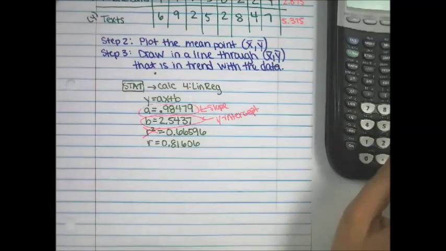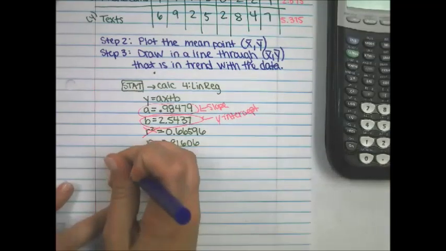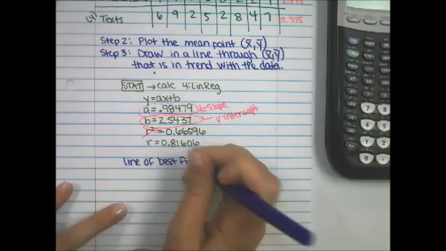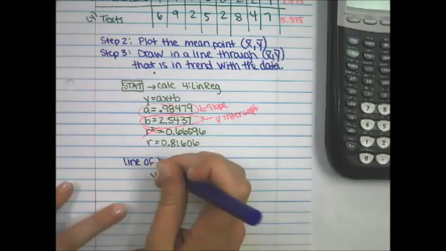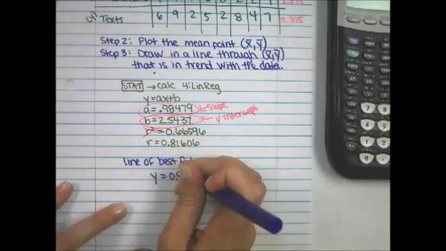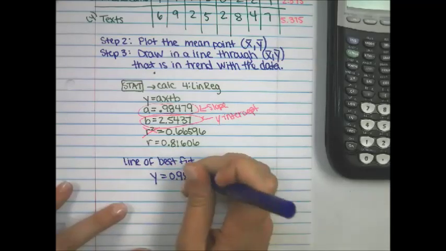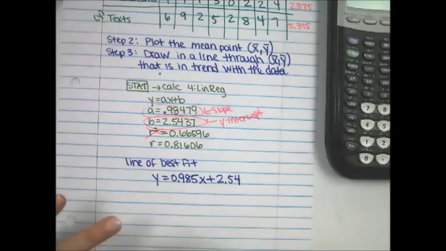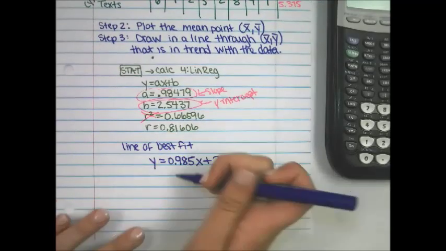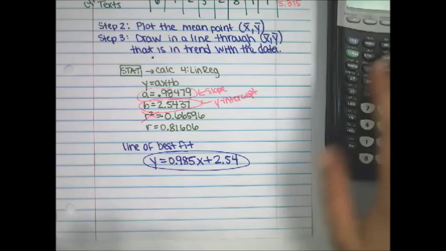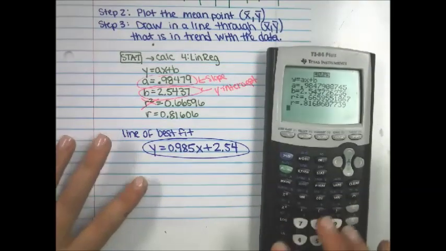So our line of best fit for this data is y equals a, so 0.985, I'm going to go 3 sig figs, x plus b, which is 2.54. Okay, so this is the precise line of best fit as calculated by our graphing calculator.